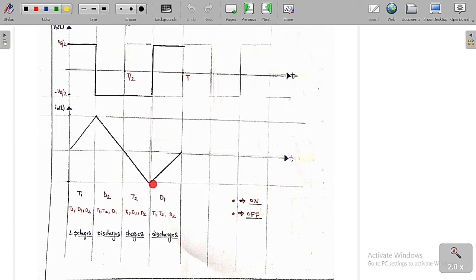Then D1 is going to conduct. If D1 is conducting, we can say the output voltage is equal to plus Vs by 2, and the current is now going to decay. It is going to discharge. So the inductor is going to discharge and the current is going to decay. This is the way you are going to get the current waveform.